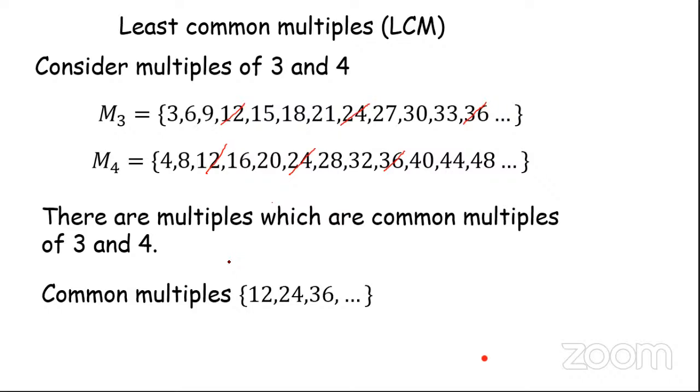So what is the least or the lowest among these common multiples? 12. So we shall conclude and say our LCM is 12. Now let's continue.